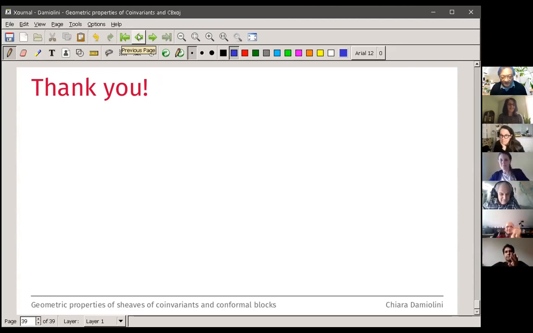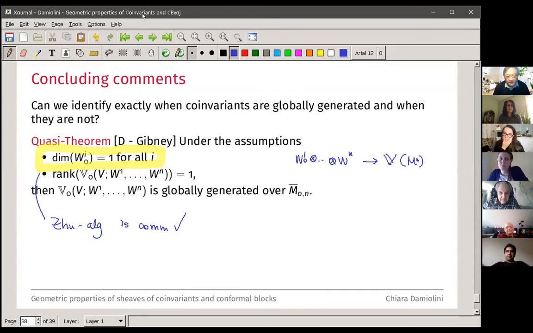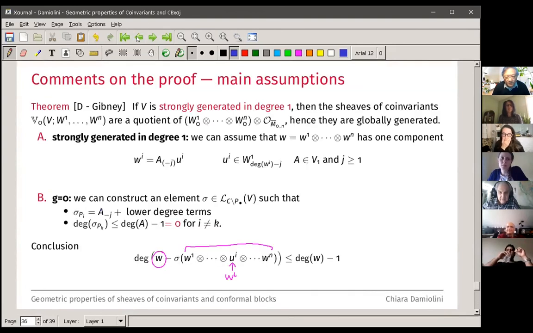So, any questions? Yeah, I have one question. One of the main assumptions in your last theorem is that it's strongly generated by weight 1 elements, right? So degree 1 is essentially weight 1, right? Degree, what I say degree 1 means that it lives in weight 1. Yeah, weight 1.